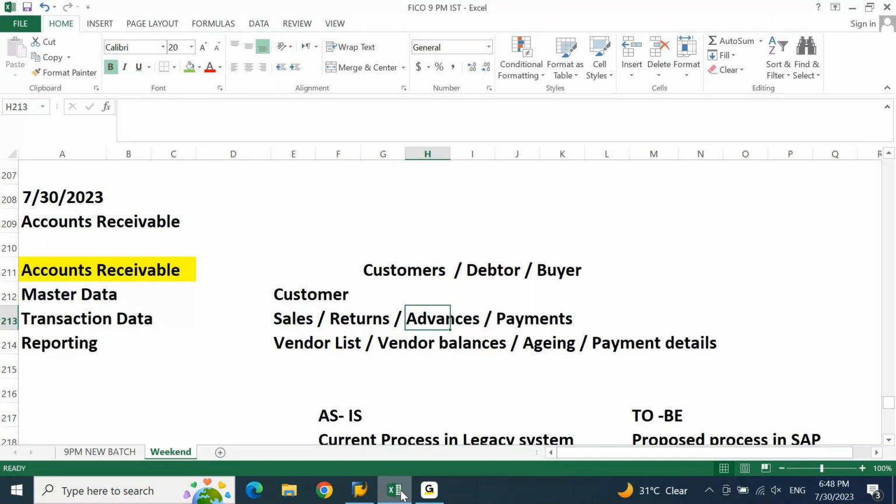In case of a vendor, this is your vendor return; in case of a customer, customer return. In case of a vendor, vendor advances; in case of a customer, customer advances. Payment, in case of a vendor, this is your vendor payment; in case of a customer, this will be your customer payment.